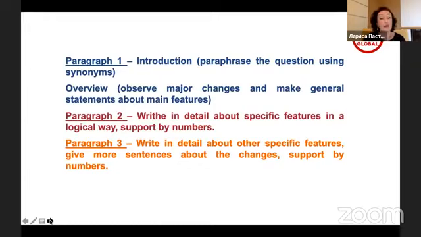Then we have an overview. An overview can be either in the same paragraph as the introduction, just immediately after the introduction, or it can go in a second separate paragraph right after the introduction. So in this case, we will have more paragraphs. And it can also be at the end of your essay, again in a separate paragraph. So all three options are possible here.